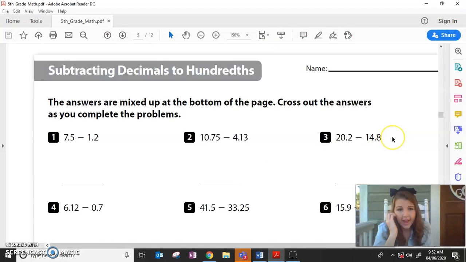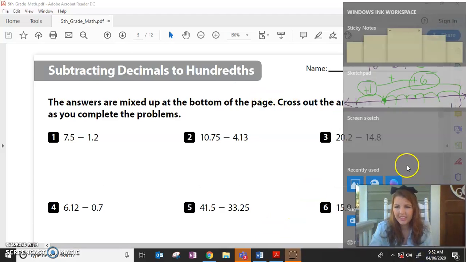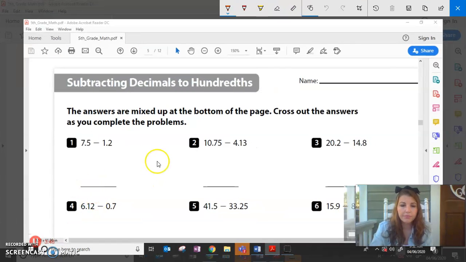Page 2 of the packet asks you to subtract decimals to hundredths. So it's kind of the same idea, except now we're subtracting. It also says the answers are mixed up at the bottom of the page. Cross out the answers as you complete the problem. So it's kind of like a really big multiple choice question.